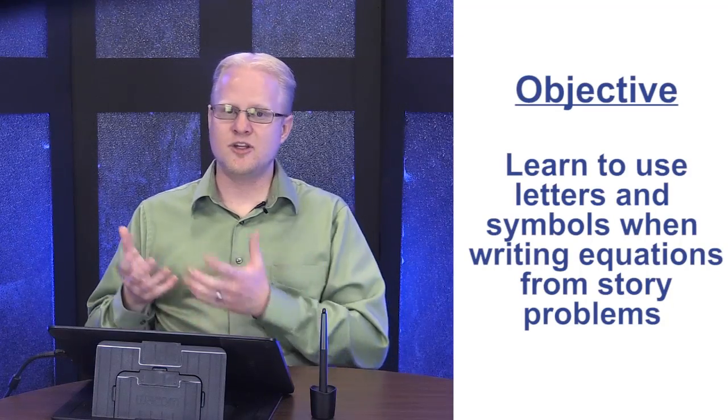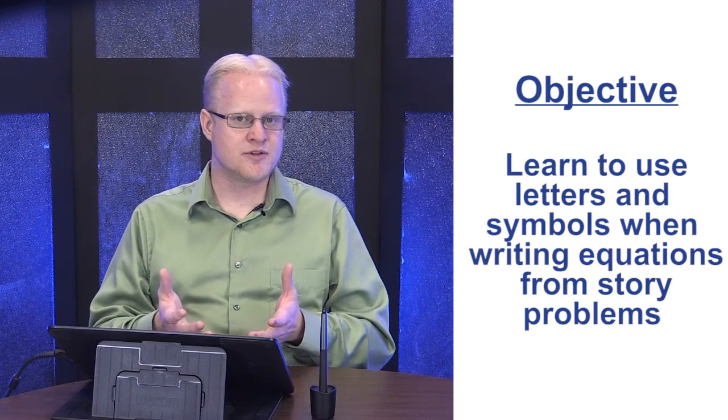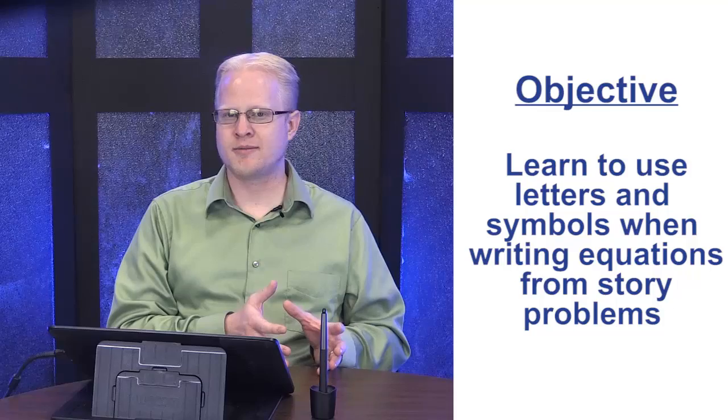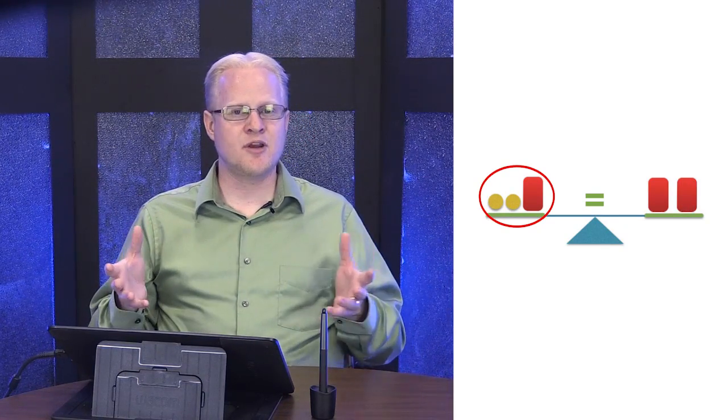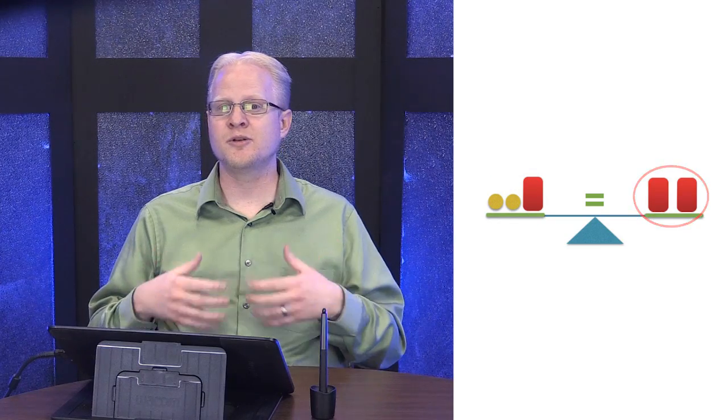In this lesson, you will learn how to use letters and symbols when writing equations from story problems. In the previous lesson, 4.13, we learned that the equal sign in an equation means that the items on one side of the equal sign are equivalent or equal in value to the items on the other side. We will use this same understanding to solve equations that include letters in the place of unknown values.